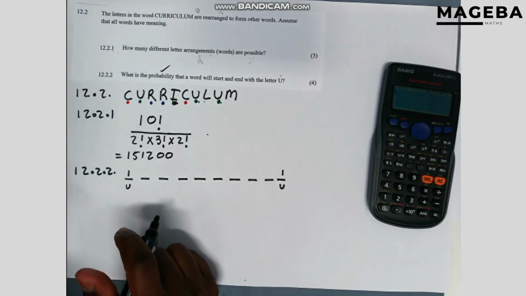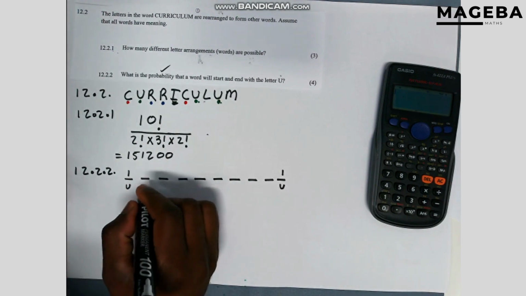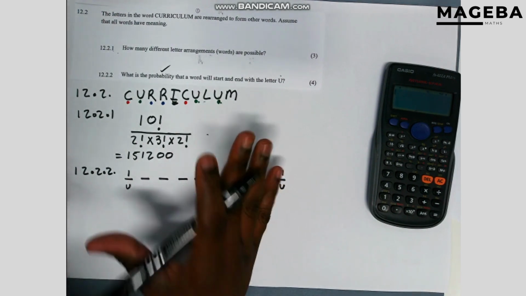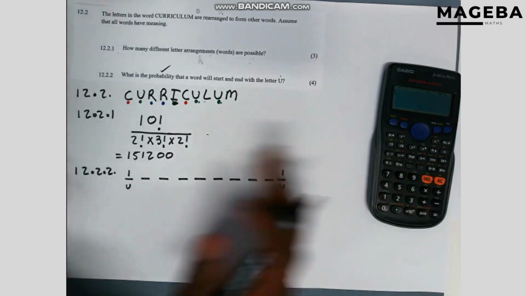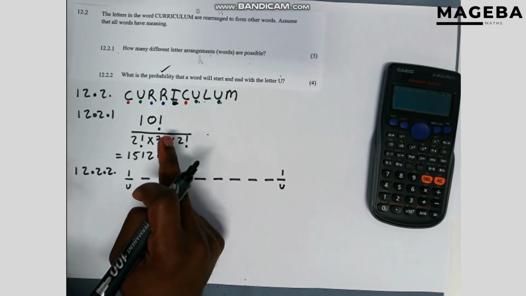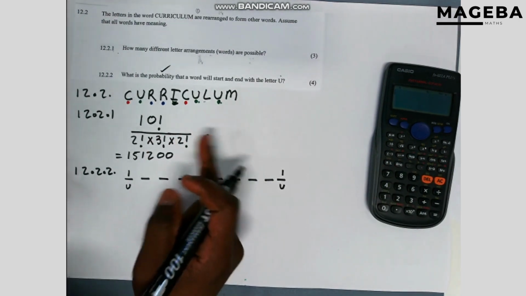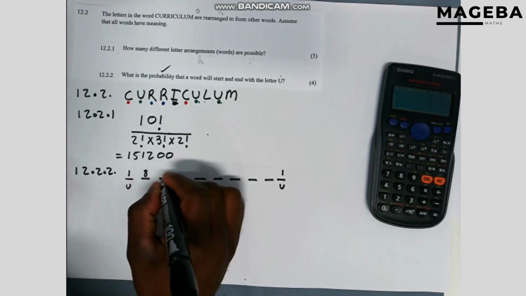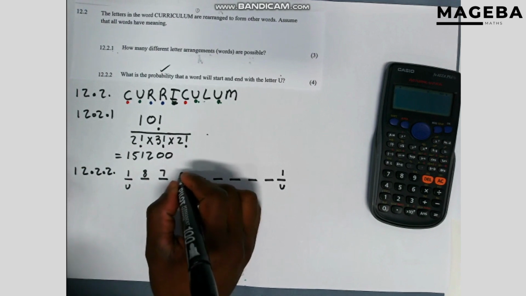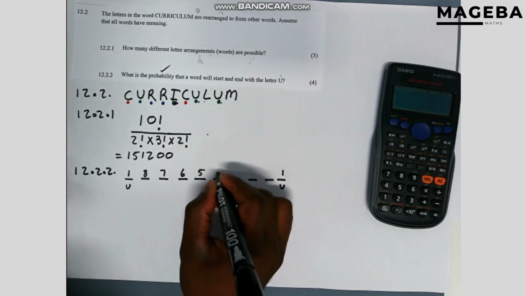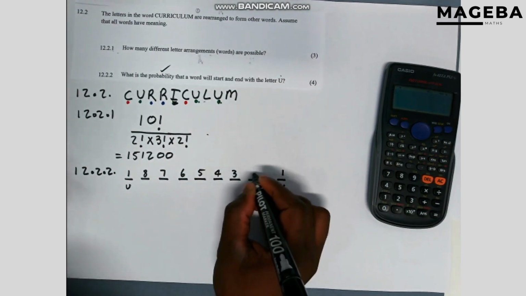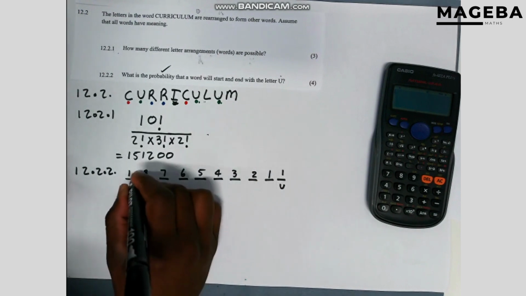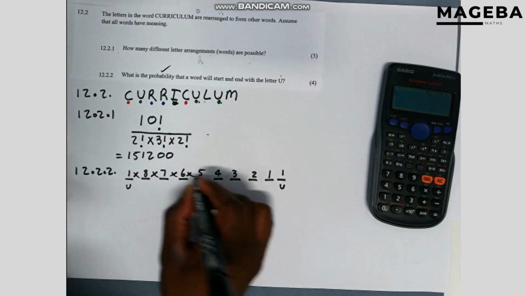And then how many letters are left there? You have 10. We've already used 1, we're left with 9, we've used another 1, we're left with 8. So 8 letters are left. So it's going to be 8, 7, 6, 5, 4, 3, 2, 1. And then we times.